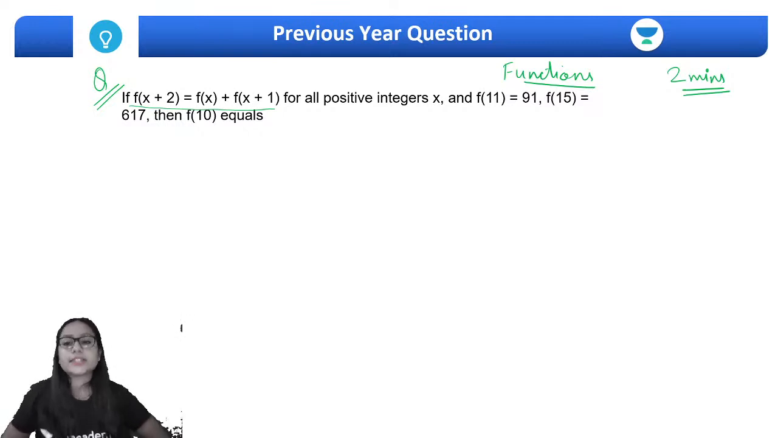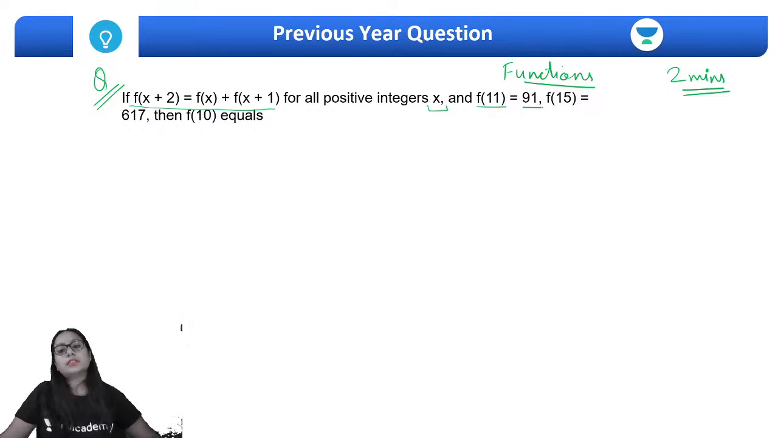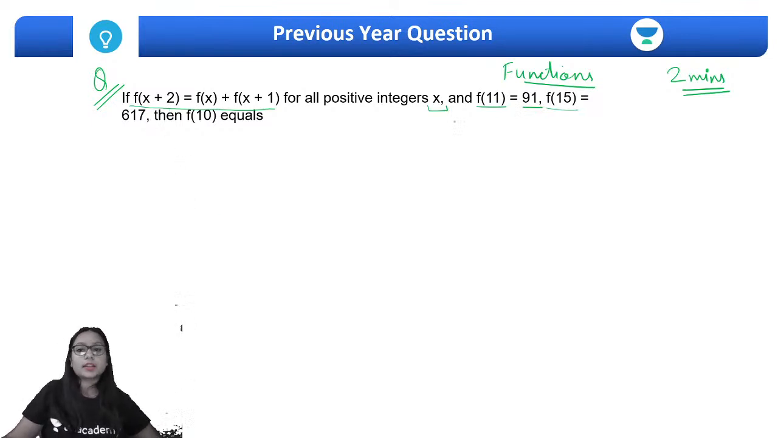Yes, 54 is the correct answer. Let's see how we will solve this question. So this relationship is given. We have this equation for all positive integers x. It is also given that f of 11 is 91 and f of 15 is 670. So let us start from the biggest number, that is f of 15.